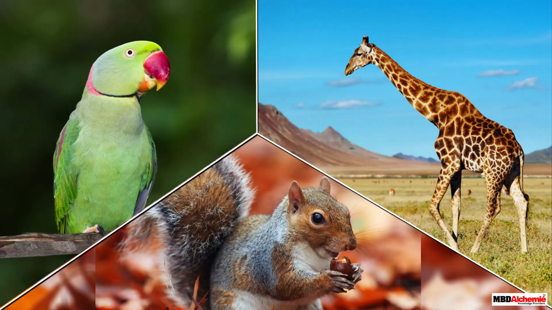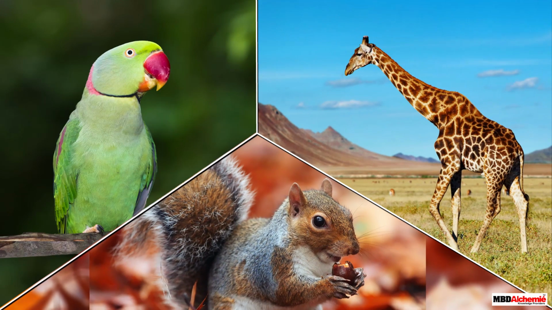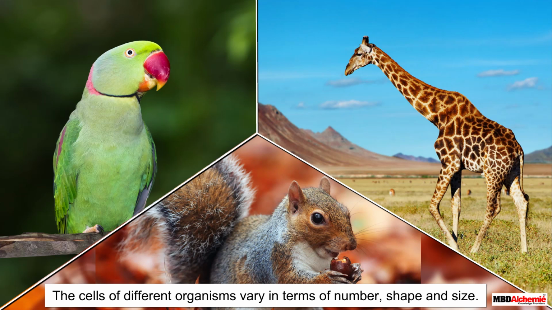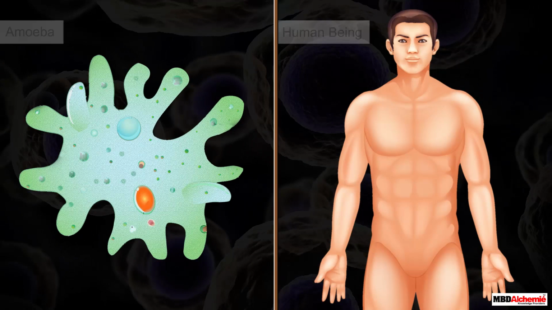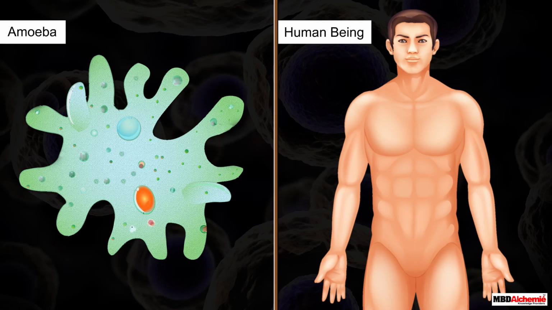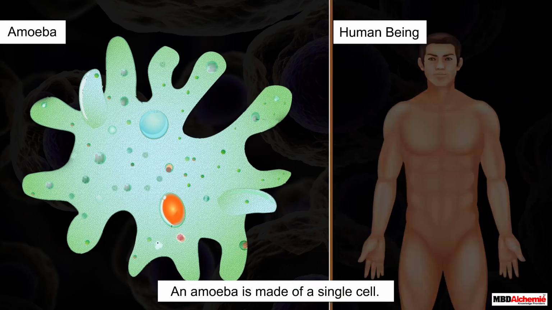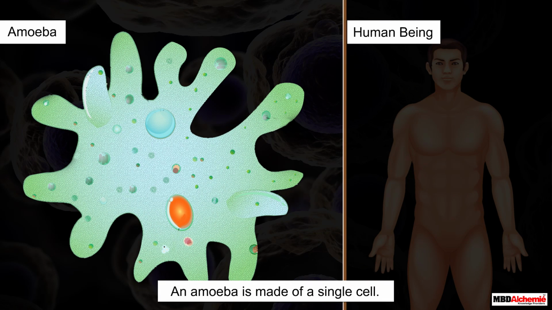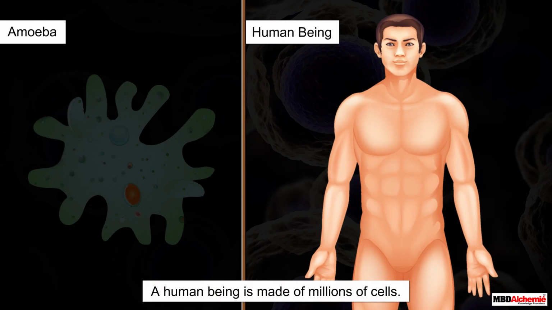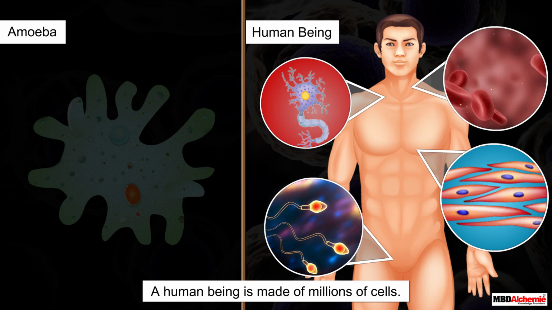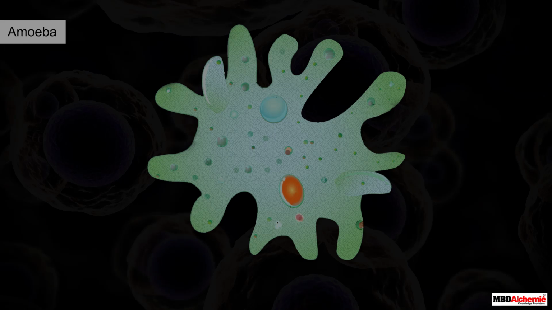Not only do the organisms vary in shape and size, the cells of different organisms too vary in terms of number, shape and size. For this, let us compare an amoeba and a human being. You can see that an amoeba is made of a single cell. A human being, on the other hand, is made of millions of cells.